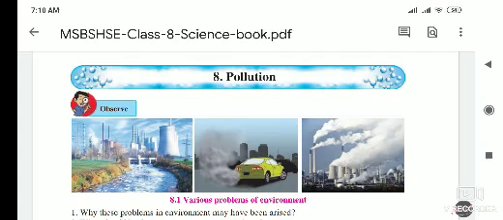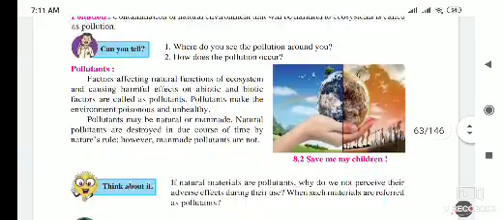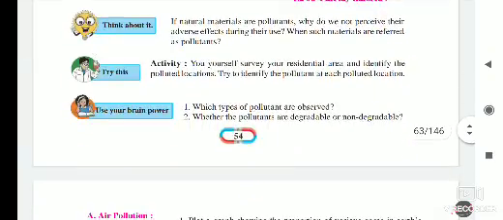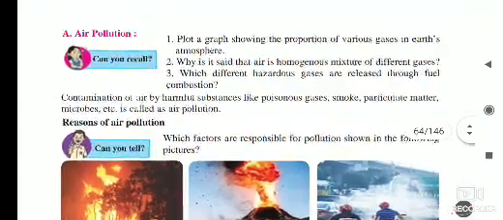Hello students, lesson number 8, pollution. Yesterday we had started, and today we will take the next part of the lesson. Under this next part, we are going to see air pollution today.